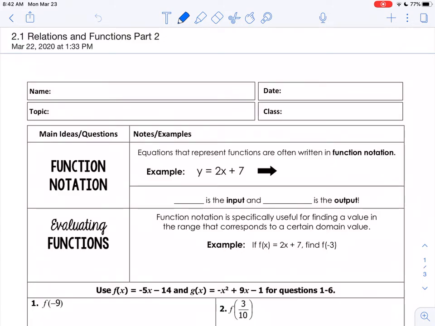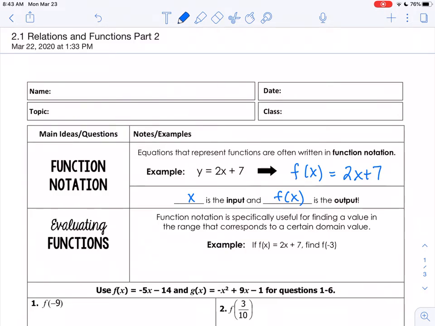On here, function notation: if an equation is written in function notation, then instead of putting y, you see the symbol f of x. So in other words, instead of having y equal to 2x plus 7, you would have f of x equal to 2x plus 7. It means the same thing. So x is your input, and instead of saying y is the output, we say f of x is the output.